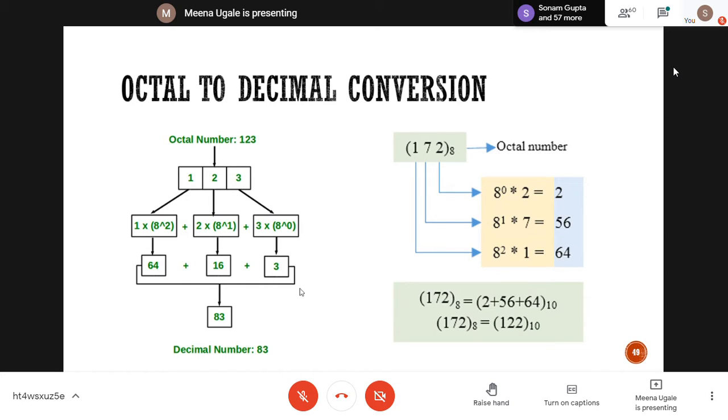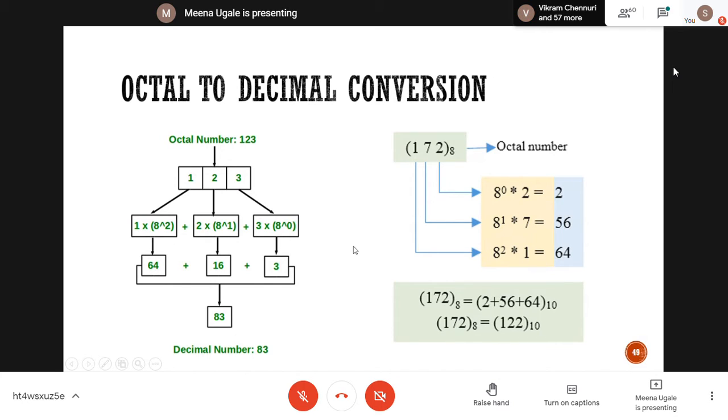See another example. I have octal number 172. I am following the same way. I am going for the LSB 2 multiplied with 8 raised to 0, 7 multiplied with 8 raised to 1, and 1 multiplied with 8 raised to 2. I am getting 2 plus 56 plus 64. That is my final answer, 122. So octal 172 is equal to 122 in decimal.